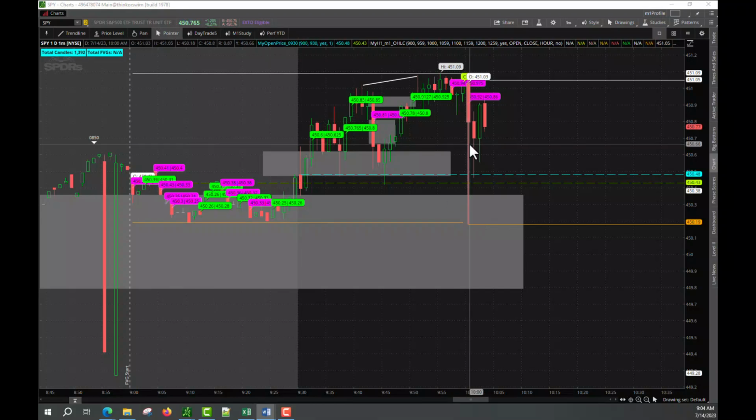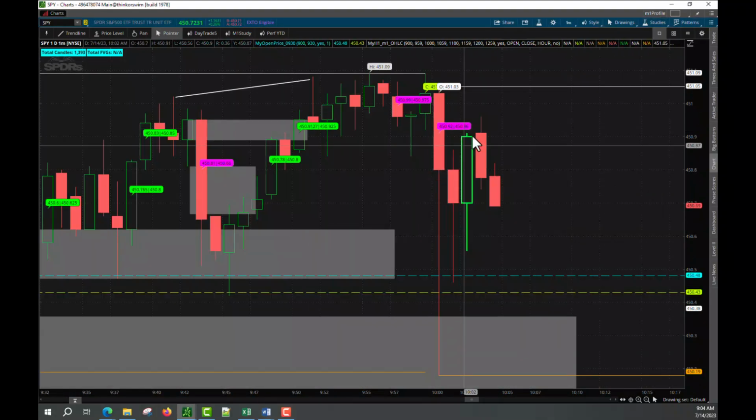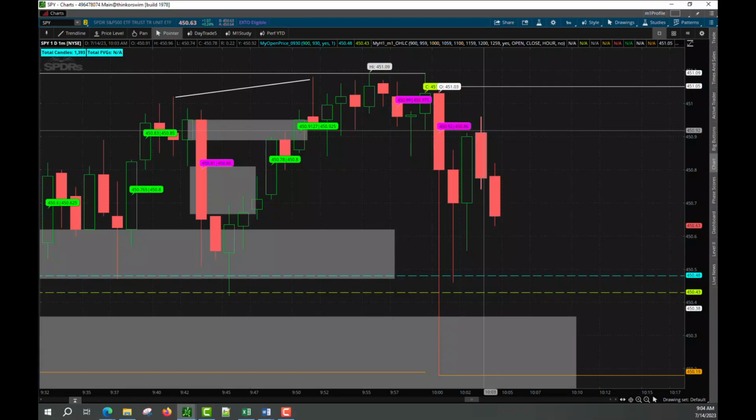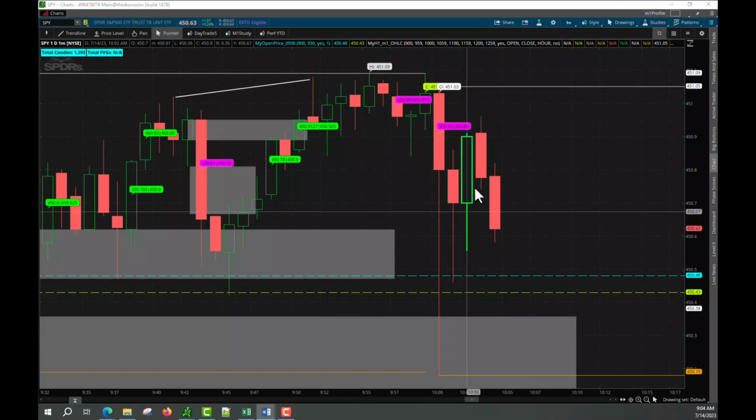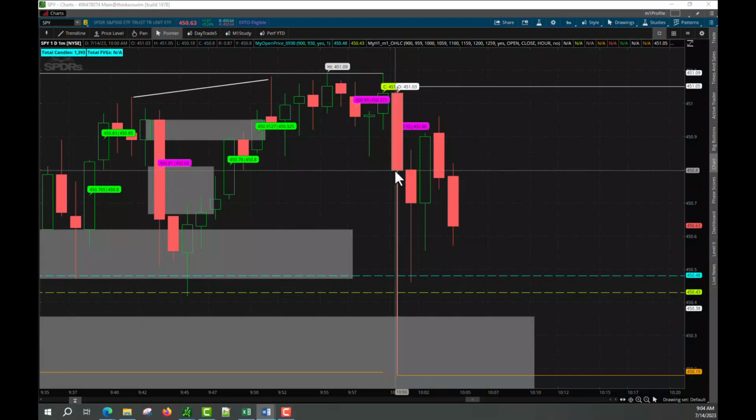10. Get ready, baby, to short it. Short now, you see? The fair value up right here, and the retest right here. Ooh, short now, baby. Short now, my friend. Wow. Look at that, 10 o'clock. Entry at 03.